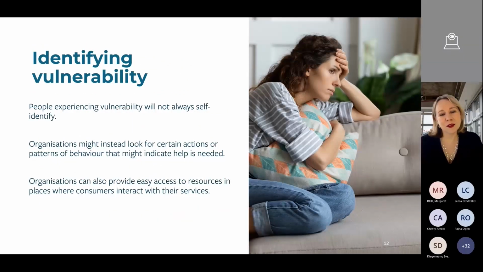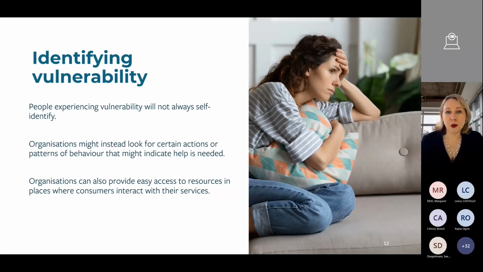I've also heard some of the sessions today talking about identifying vulnerability, which from a marketer's perspective is of great interest, because people experiencing vulnerability will not always self-identify, either because they don't identify as someone who's experiencing vulnerability, because they're not in crisis yet, they're in that lead up to it, so they may not realize, or just may have difficulty accessing the resources or knowing exactly how to say, hey, I'm seeking some support here.